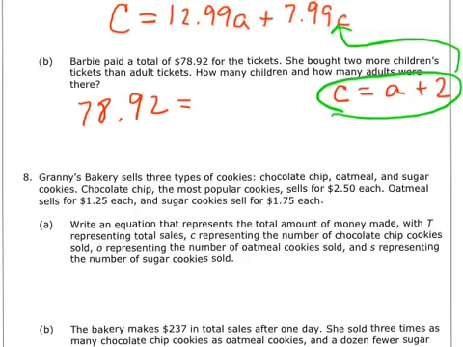So when we write this, we've got $12.99A plus $7.99 times, and then instead of c, I'm going to write A plus 2, because we know that we bought 2 more children's tickets than adult tickets. And we can solve the equation if, and only if, it's in one variable. Okay, so then you simplify.